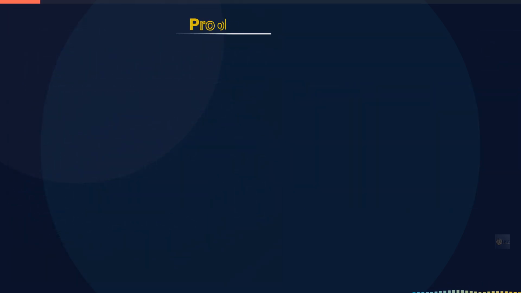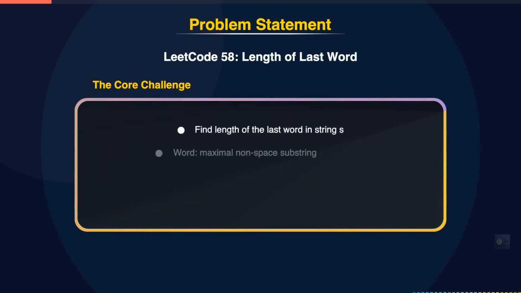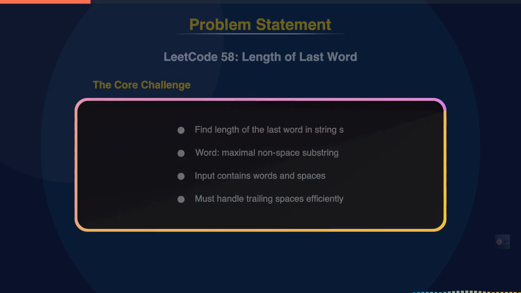Let us look at the problem statement. Our task is to find the length of the last word in a string S, which consists of words and spaces. A word is defined as a maximal substring consisting of non-space characters only. For example, in the string "hello world", the last word is "world" with length 5. But what if there are trailing spaces, like "fly me to the moon"? We need to skip those spaces and find "moon", which has length 4.